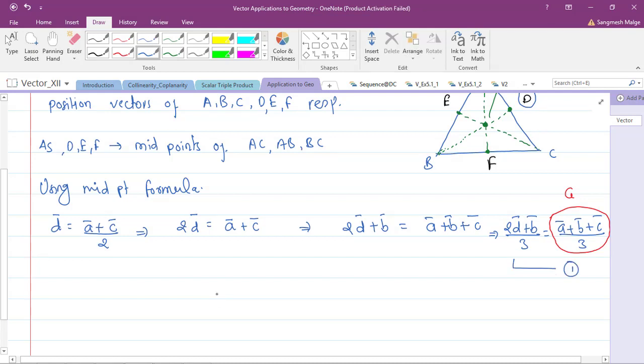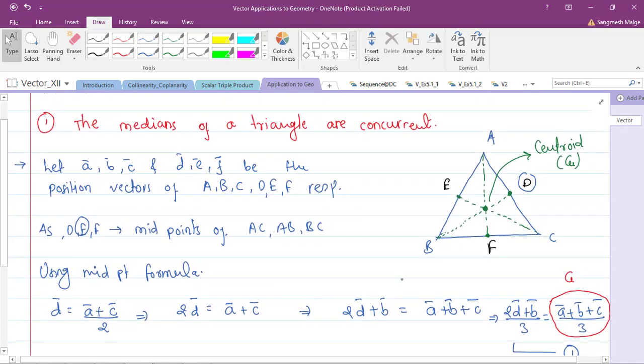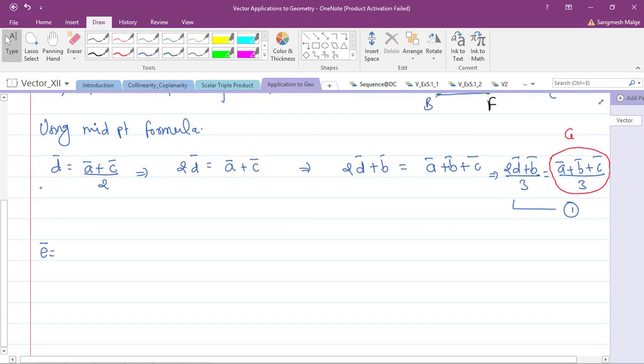Now let's take this other point E. So E bar is equal to what? As E is the midpoint of AB, E bar is equal to A bar plus B bar by 2.